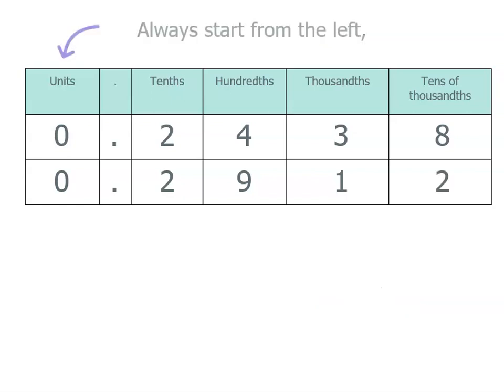So when we come to compare, we always start from the left when we're working with decimals, because the places to the left are worth more. Units are worth more than tenths, tenths are worth more than hundredths, and so on. So you can see here they've both got a 0 in the units place. So we continue to move right, and they're the same here in the tenths place until they're different.